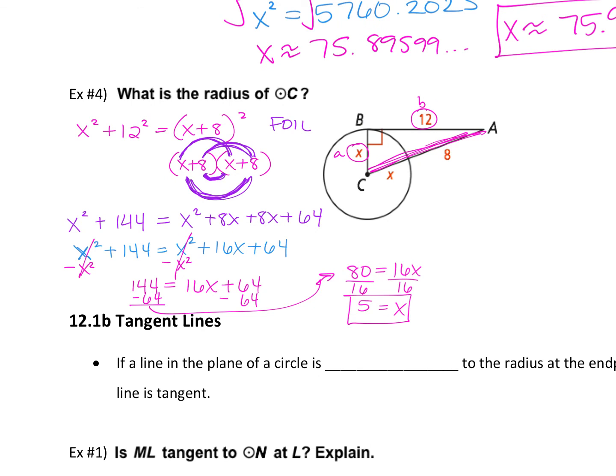Now here's the deal, guys. You can check this. Because if I put a 5 in here, and I put a 5 in here, that means I have a triangle with side lengths of 5, 12, and 13. Is that a Pythagorean triple? Yes, it is. You guys are so smart. That's it. FOIL. First, outer, inner, last. Good? Okay.